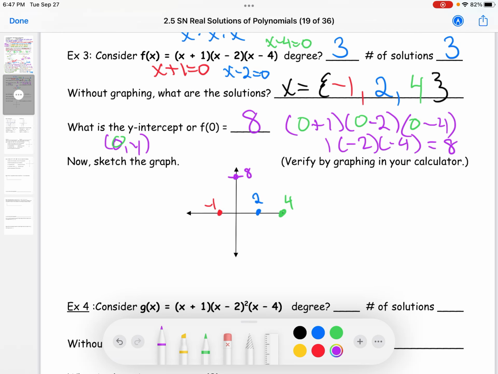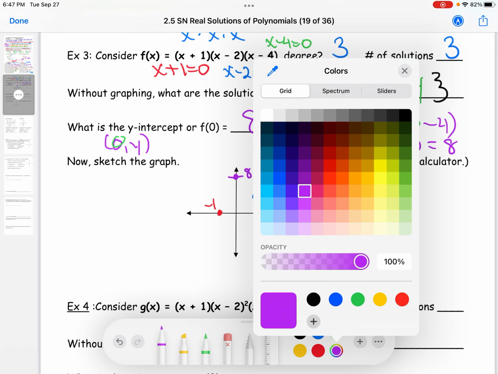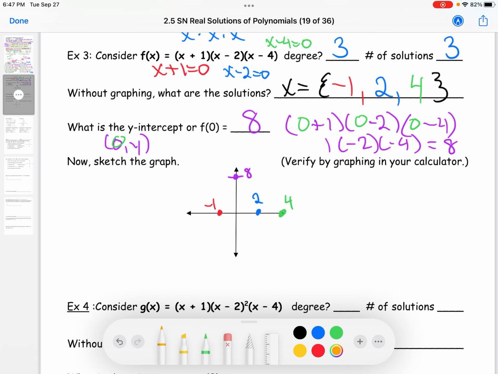Now, something that helps is we know that a degree of 3 is odd, meaning one end will point up, the other end will point down. We also know that in the factors, there were no negative coefficients. So the leading coefficient here is positive. So we have a lead coefficient that is positive, and we have an odd degree. So that's enough to get a general sketch.